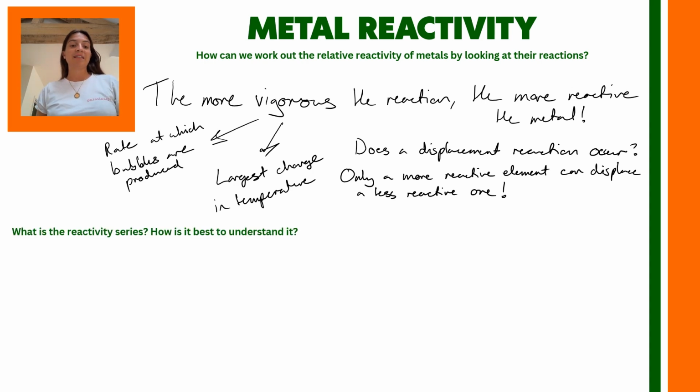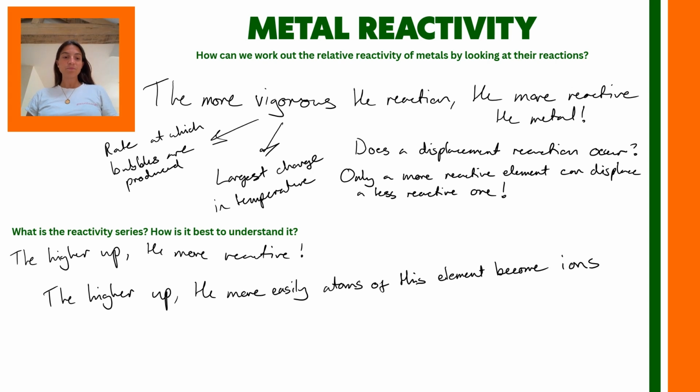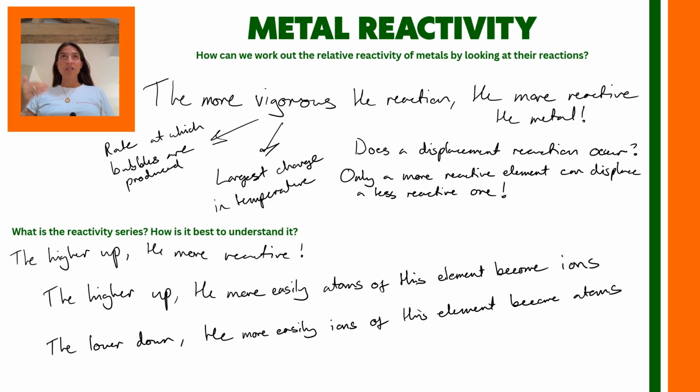What is the reactivity series and how is it best to understand it? Basically, it's a series that ranks the reactivity of different metals, but hydrogen and carbon appear on the series as well. And the higher up you are, the more reactive. The higher up, what does that mean? It means the more easily atoms of this element become ions, okay? Whereas lower down, the more easily ions of that element become atoms. So you can think about it like that as well.